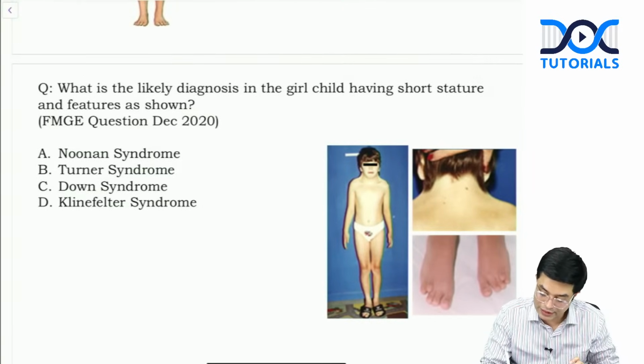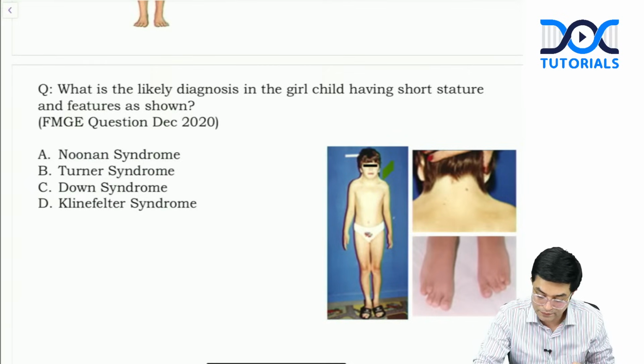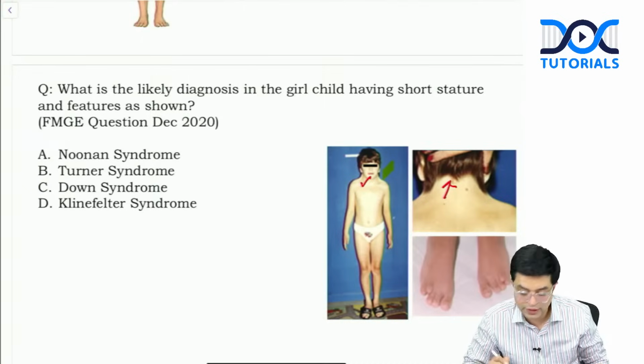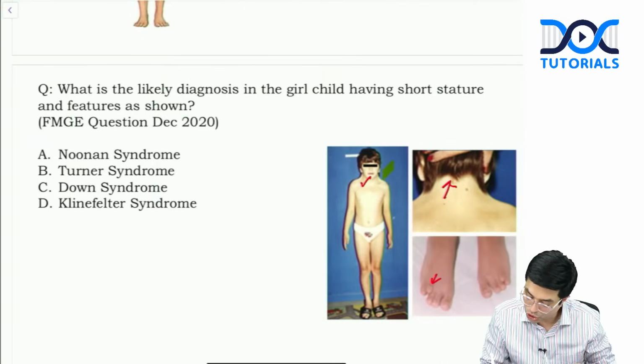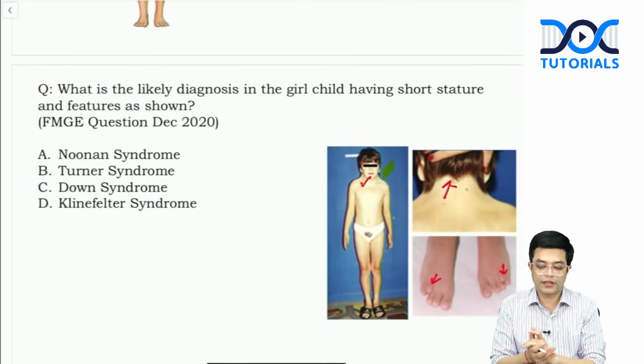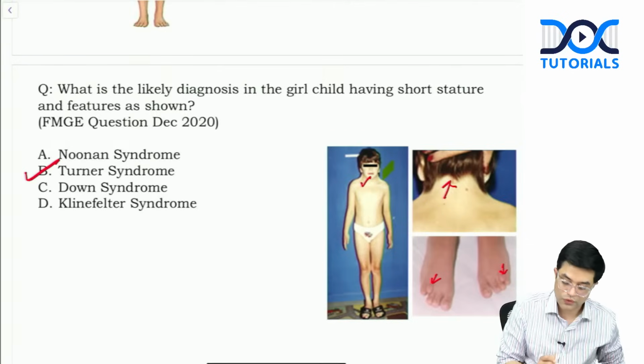Short stature है, साथ में क्या दिख रहा है? You can easily see there is a webbed neck present in this girl, right? Webbed neck है. This girl is also having a low posterior hairline, and you can find short fourth metatarsals on the feet. Hand में भी हो सकते हैं short fourth metacarpal. Everything fits into a diagnosis of Turner syndrome, right?